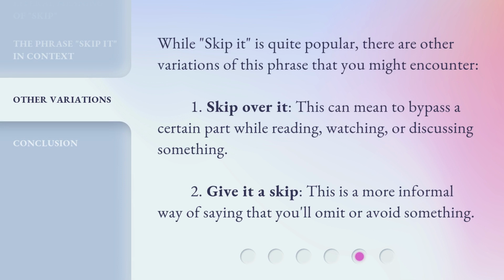While skip it is quite popular, there are other variations of this phrase that you might encounter. 1. Skip over it. This can mean to bypass a certain part while reading, watching, or discussing something. 2. Give it a skip. This is a more informal way of saying that you'll omit or avoid something.